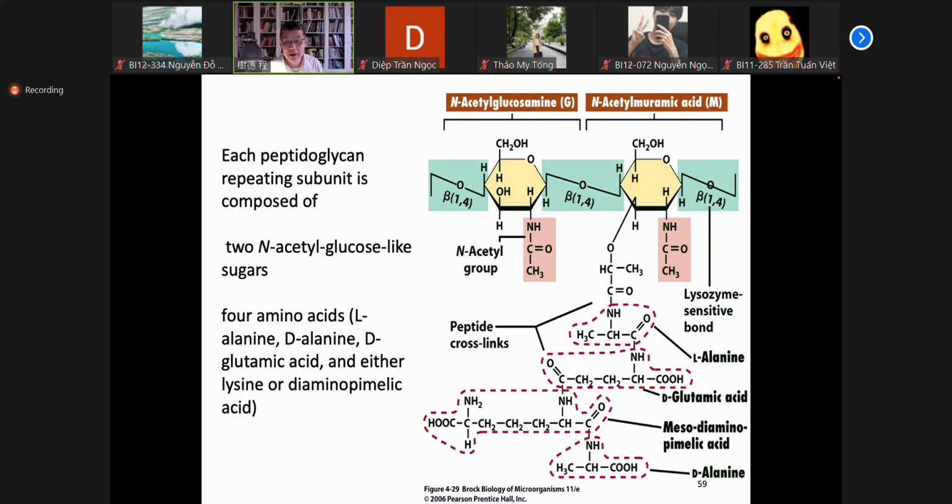This cross-link is very important for the strength of the peptidoglycan, because the longitudinal line is the glycan, and the horizontal linkage is the peptide chain. So this becomes like a fabric, a cross with longitudinal lines and horizontal lines, and so this becomes a strong bag.